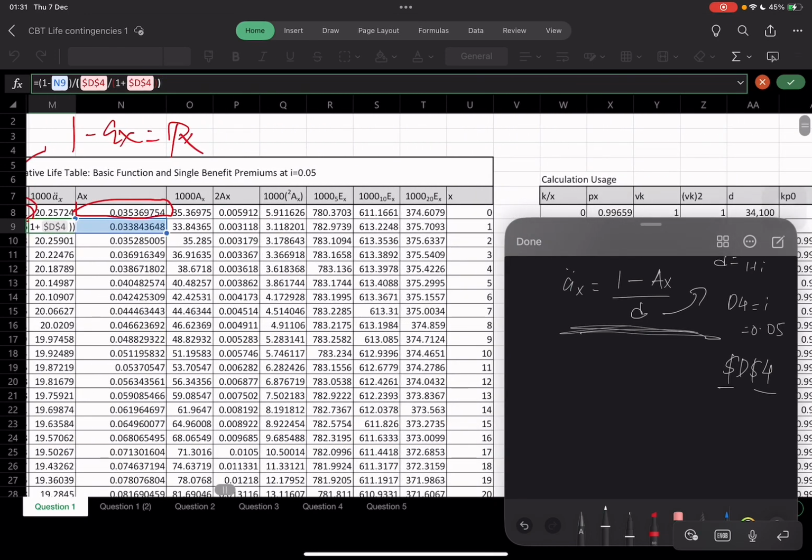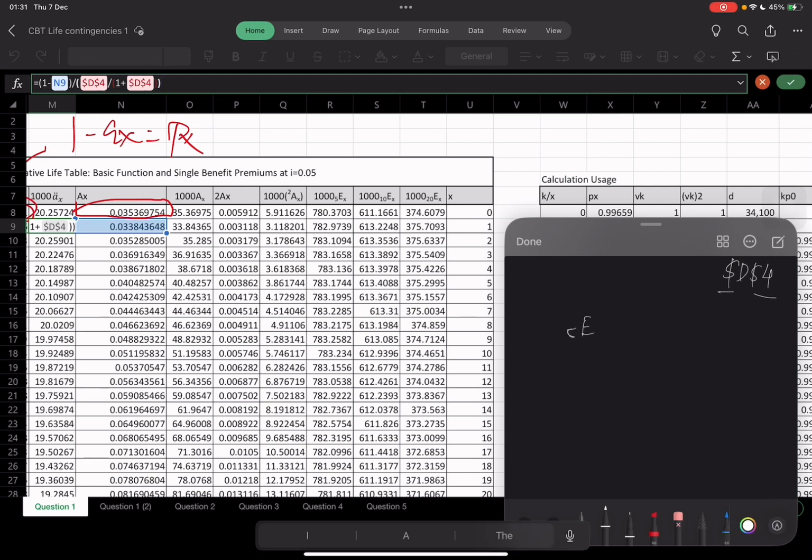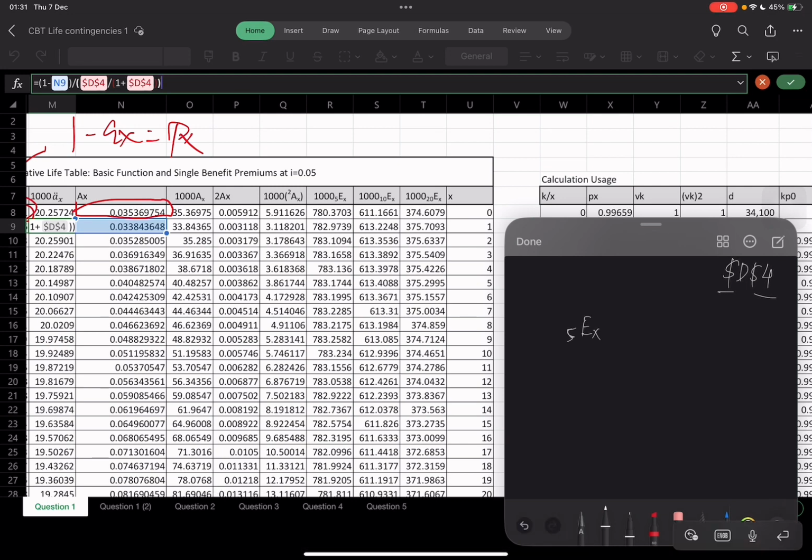After that, we have pure endowment 5Ex. Pure endowment formula is V^5 times 5px. When a person is alive here, then we'll get the benefit.